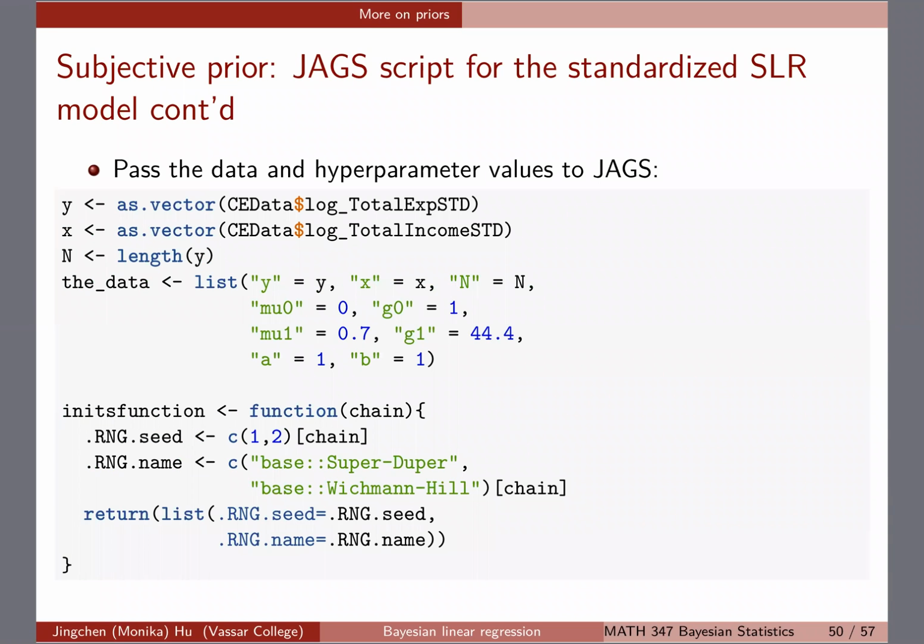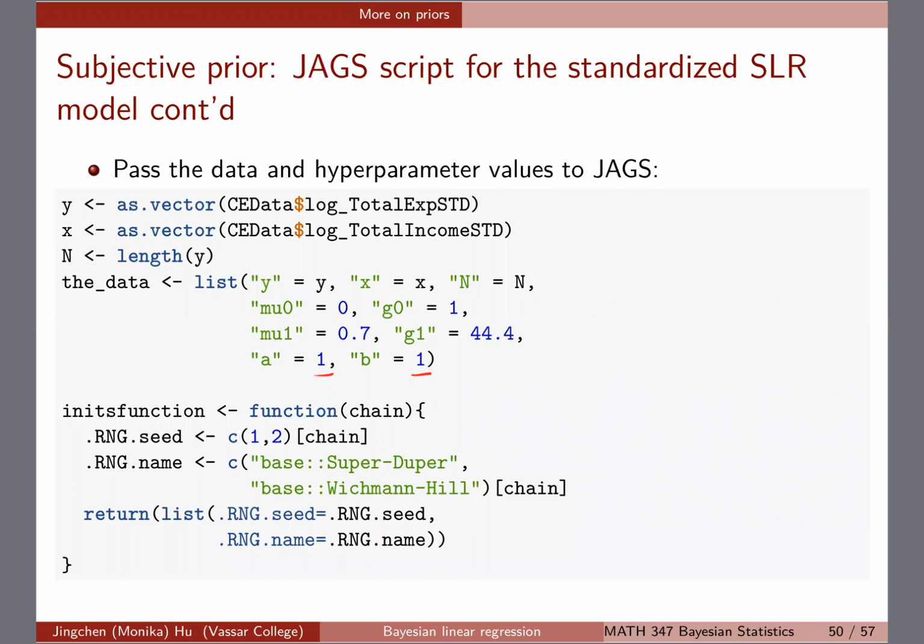So remember I used the scale function to transform the log total expenditure and log total income to the standardized version. So now I'm passing Y and X in that way. Okay, so this is where we're doing the subjective prior. Here N is still the length of Y. That's fine, the data list is fine.